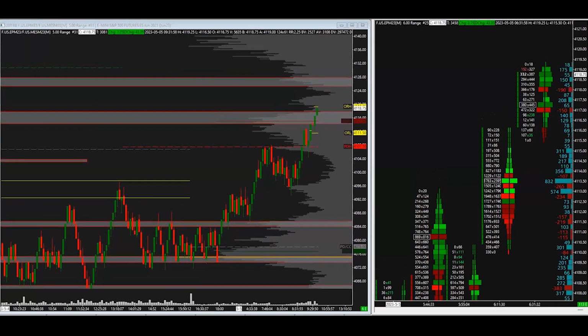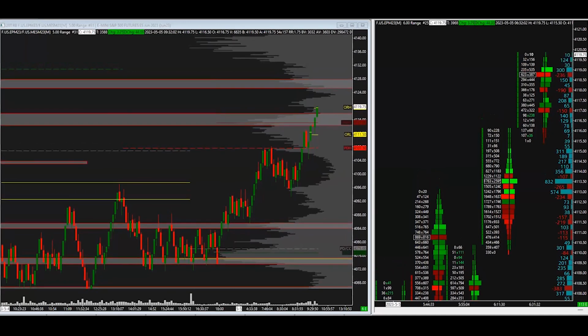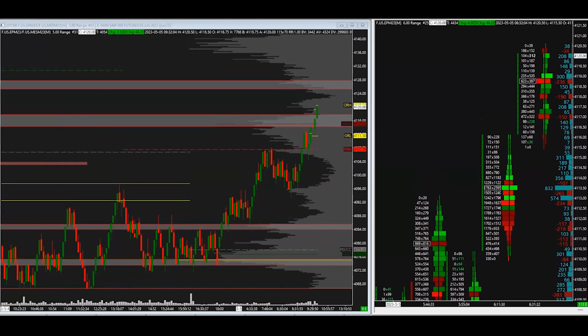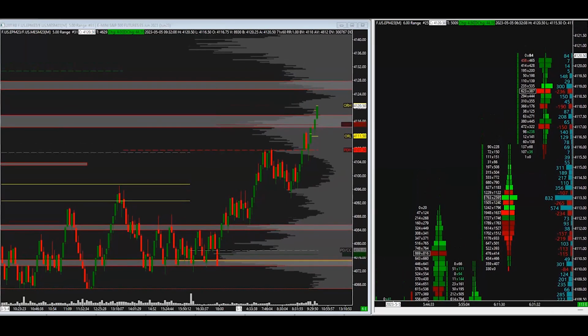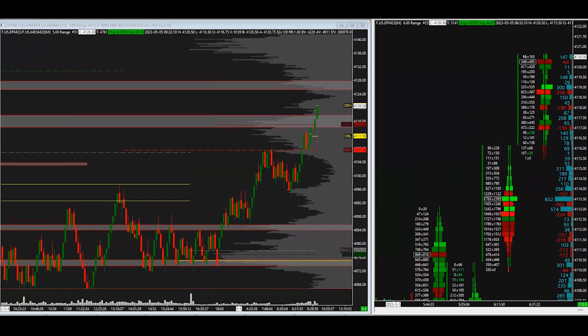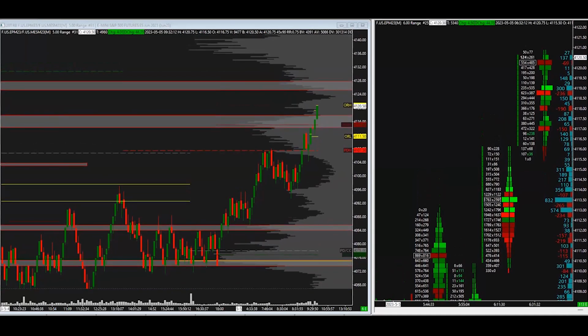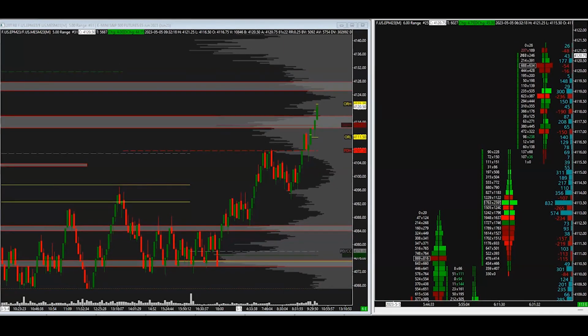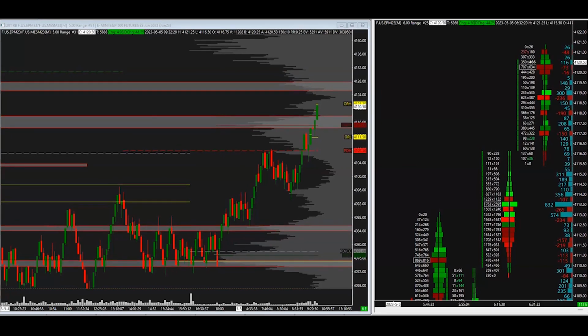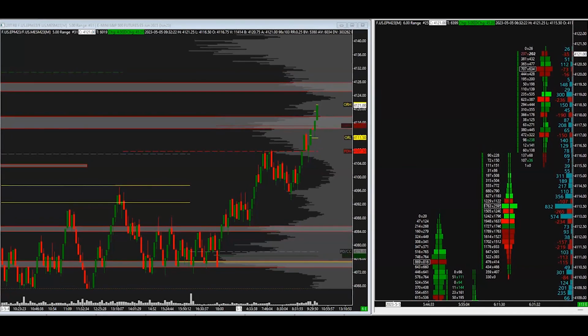21 points on 3 micros, still like $300. That's actually really good. Here's the 20s. Might trim another one, then just leave 2. My swing is up 57 points pretty much.